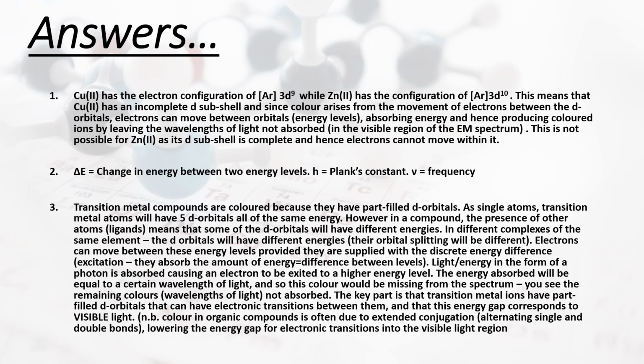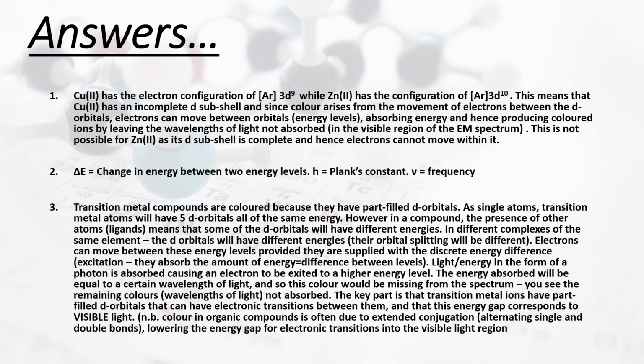Now, the reason why often we don't see this in organic and main group compounds is because we don't have these partially filled d orbitals. However, there are still electronic transitions possible within other molecules that might not be transition metal based. And for organic compounds, the colour that we see is often due to extended conjugation. Now, conjugation is just essentially alternating single and double bonds. So if you had a double bond, single bond, sort of like you'd see in benzene, you have alternating single and double bonds. If you extend that to a much longer chain, we end up with what we call conjugation.